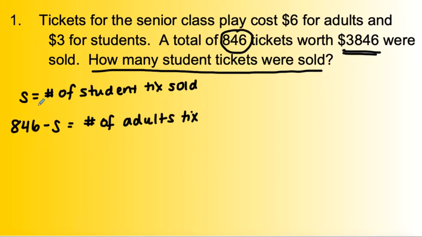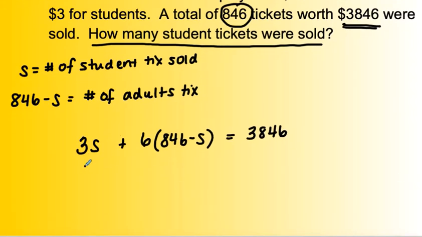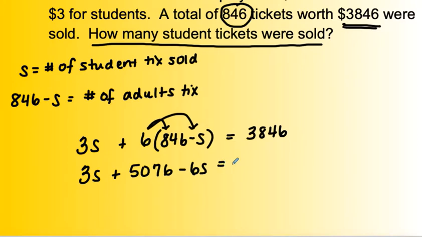So the number of student tickets times the cost of those tickets, so 3 times S, plus $6 times the number of adult tickets, so 846 minus S, has to equal my total cost, 3,846. All right, now I solve that equation. So 3S, and I'm going to distribute the 6. That's going to give me 5,076 minus 6S equals 3,846.